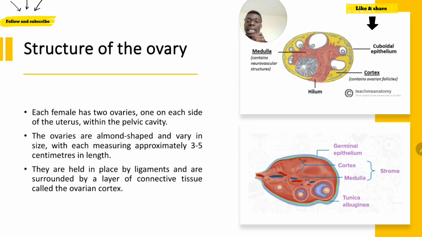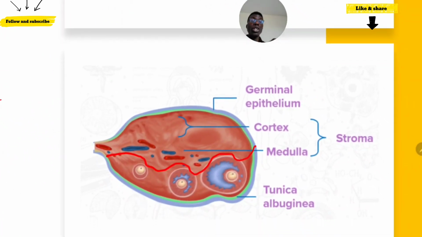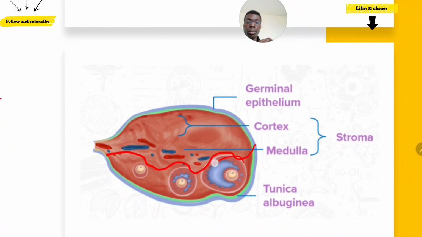So basically, here is the structure. It's almond shaped, about 3 to 5 centimeters in length. It has 2 layers: the outer cortex, which is made up of cuboidal epithelial cells, and the inner medulla. This outer cortex always has follicles in it, of different sizes based on the maturity of the follicle. This is the most mature follicle, the Graafian follicle.